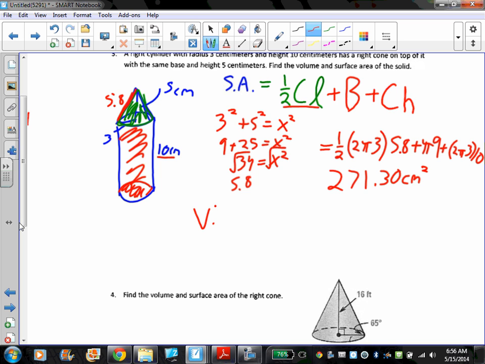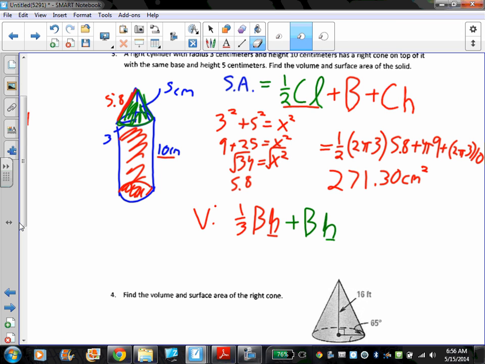So for volume we have two shapes that we need the volumes of. For the cone, remember the volume formula is 1/3 base times height, and this is only going to be the height of the cone, which is 5. And then for the cylinder, we're going to add in the area of the base times the height. Remember, this height is just the height of the cylinder. So we're going to have 1/3 times the area of the base, which is 9 pi, same as above, pi times 3 squared, times the height of the cone, which we know is 5. It was given to us in the information.